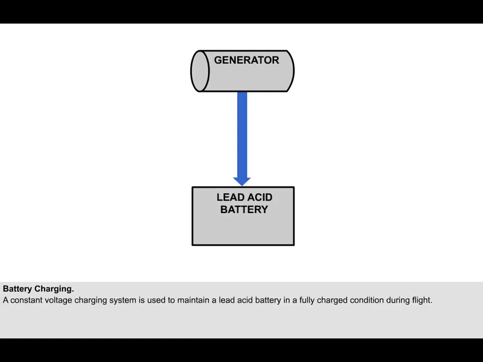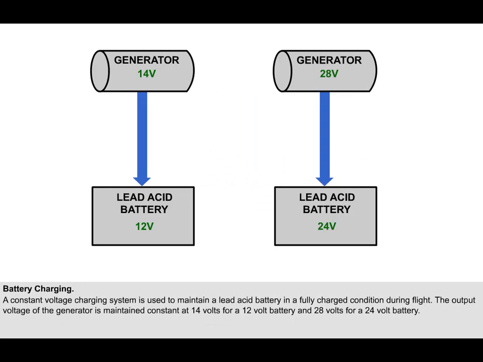A constant voltage charging system using the engine-driven generator is employed with most lead-acid batteries to maintain the battery in a fully charged condition during flight. With this system, the output voltage of the generator is maintained constant, at 14 volts for a 12-volt battery and at 28 volts for a 24-volt battery.